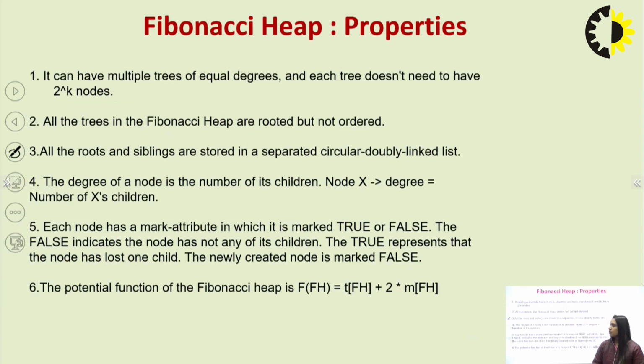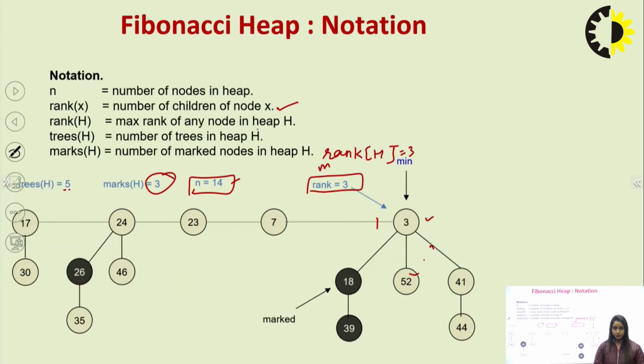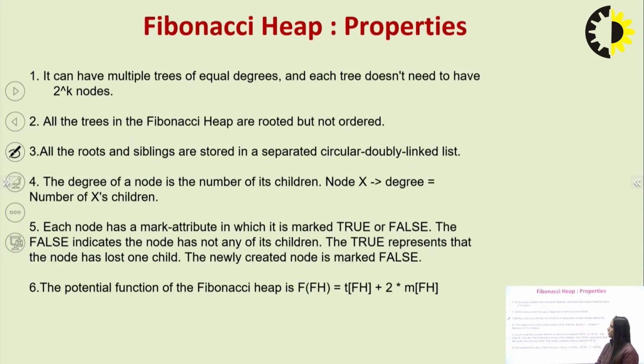See, here in this slide I mentioned some properties of Fibonacci heap. First one is it can have multiple trees of equal degree, meaning multiple heaps of similar degree. See, this is B naught, this is B naught. We can have this in a Fibonacci heap, unlike a binomial heap, right? And each tree does not need to have 2 raised to power k nodes. Okay, it is not necessary that a tree must have 2 raised to power k nodes.